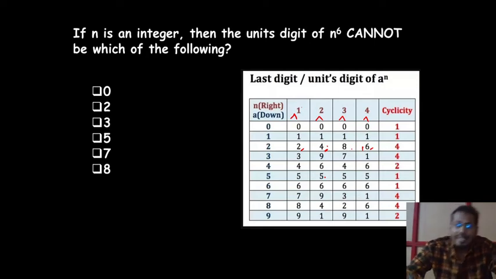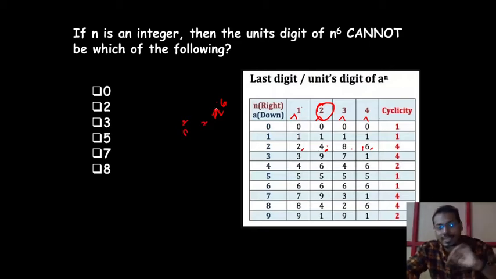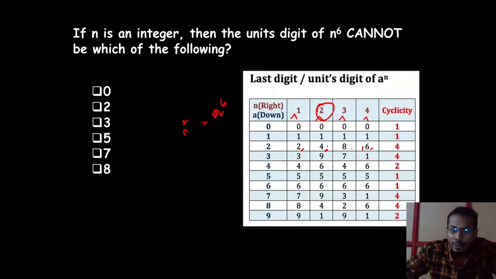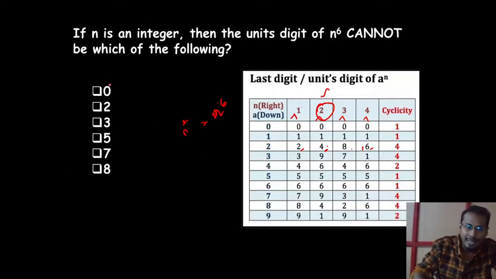The power value of 6 is equivalent to power of 2. N power 2 is equal to n power 6 in terms of unit digit, because if the cyclicity is 2 or 4, both are the same. So we need to look at the values of power 2. What they want is what cannot be the unit digit. 0, yes, we had 0, so this is not our answer. 2, there is no 2 in the power 2 values, so this will be an answer.